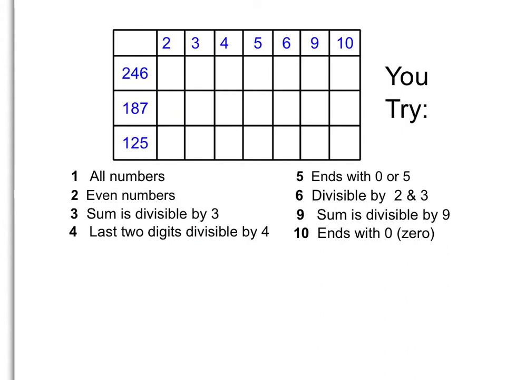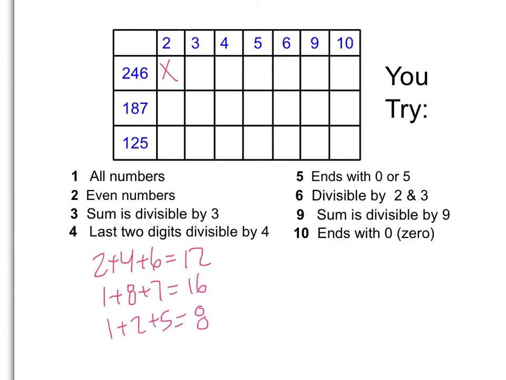Alright, so I'm going to go through and show you my answers. This is the only even number. If I add these up, 2 plus 4 plus 6, I get 12. 1 plus 8 plus 7, I get 16. And 1 plus 2 plus 5, I get 8. Okay, so which ones are multiples of 3? Just this first one. Ends with a multiple of 4? None of them do. Ends with a 0 or 5? Just this one. Divisible by 2 and 3? Just this one. Multiple of 9? None of them are multiples of 9. And ends with a 0? None of them.